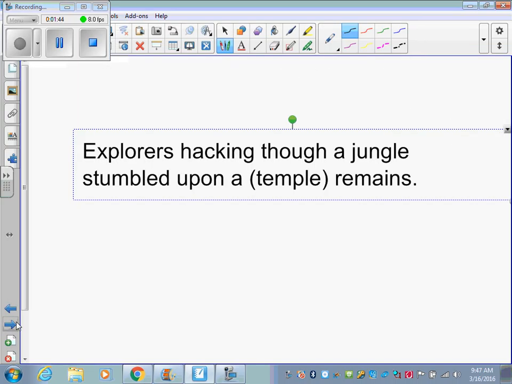Let's try another example. It says, "Explorers hacking through a jungle stumbled upon a temple's remains." First thing I notice right here, there is no S at the end. So I'm going to write the word the same way. I'm going to add my apostrophe, and then I'm going to add my S. That's simple.